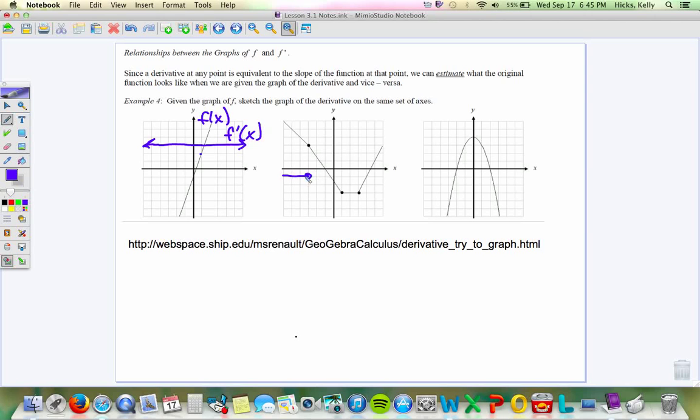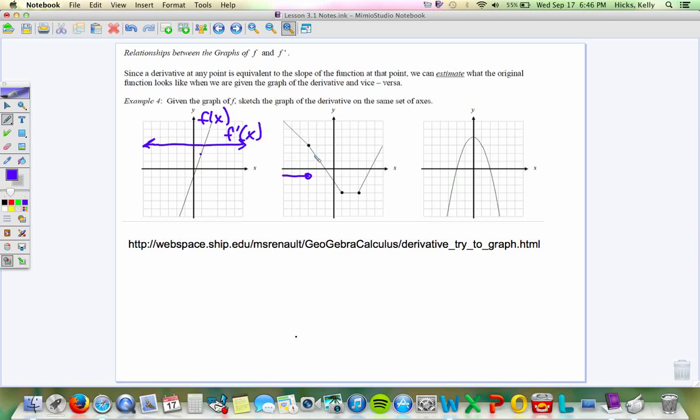Now, don't worry too much about why I'm not filling in the hole right here, why it's not continuous. We'll talk about that a lot later. But for now, just realize that at any sharp point or corner or anything like that, the derivative does not exist.